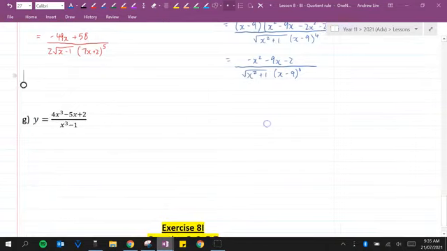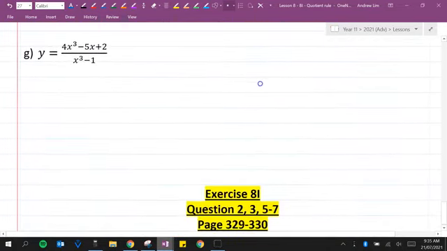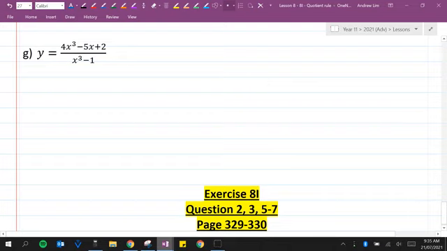And question G will end with an easier one. We've got y is equal to 4x cubed minus 5x plus 2 all over x cubed minus 1. So we can see here that u is equal to 4x cubed minus 5x plus 2. V is equal to x cubed minus 1. So u dash is 12x squared minus 5. And v dash is equal to 3x squared.